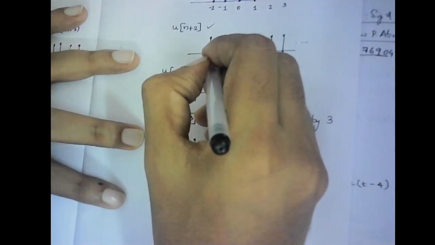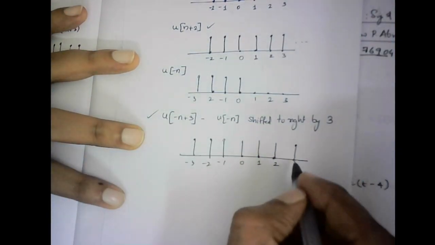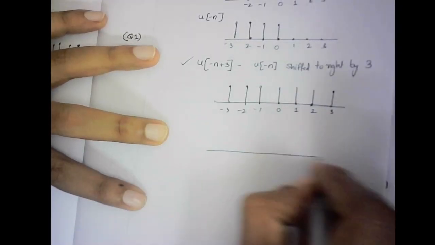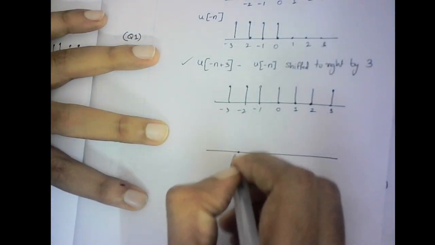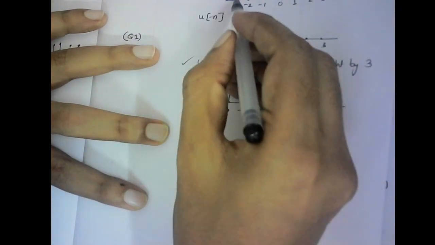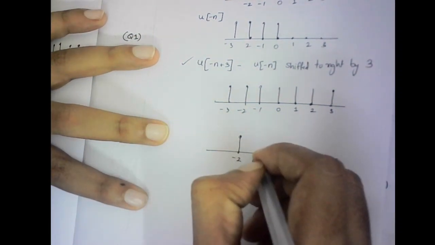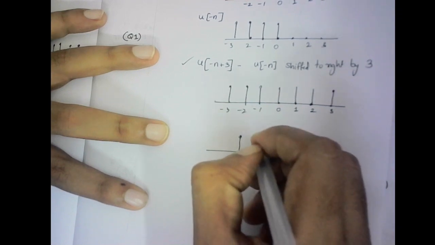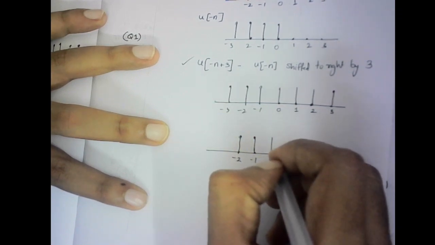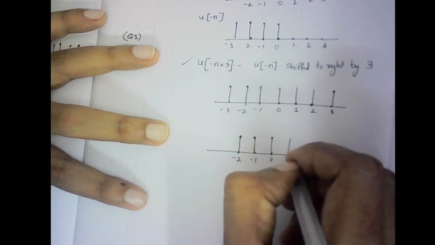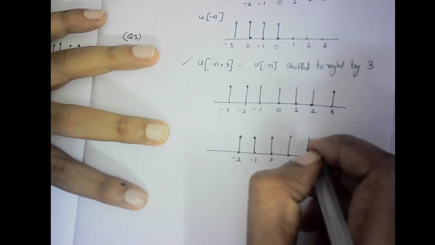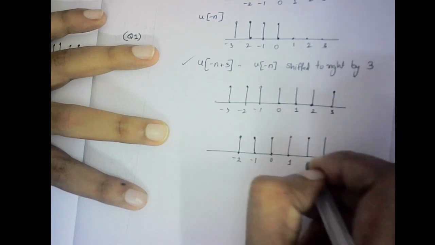One signal starts from minus 2 and the other ends at 3. If you multiply element by element, the result starts from minus 2, because for minus 3 it is 0 here. Even though it is 1 here, it is 0 there, so the product will be 0. For minus 2, it will be 1. For minus 1, it will be 1. For 0, it is 1. For 1, it is 1. For 2, it is 1. For 3, it is 1.